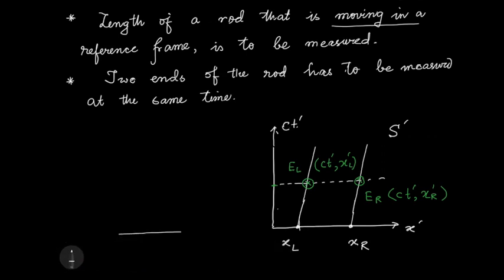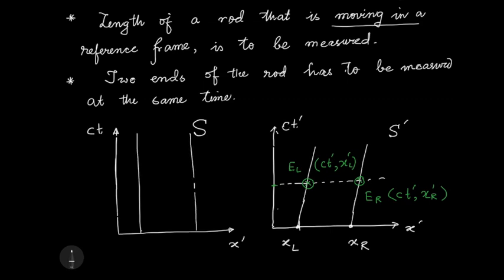Now, this is the S prime frame. So let's come to a reference frame where the rod is at rest, and you will see again such frames where the rod is at rest are kind of special, and we'll discuss why. So we call it S as always, and the rod is at rest, which means the two ends will have trajectories or world lines like this.